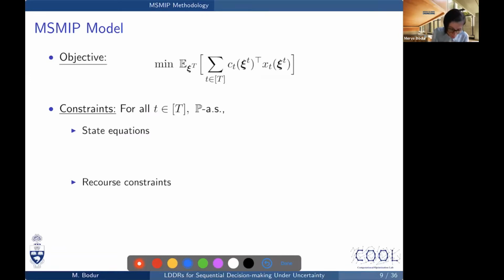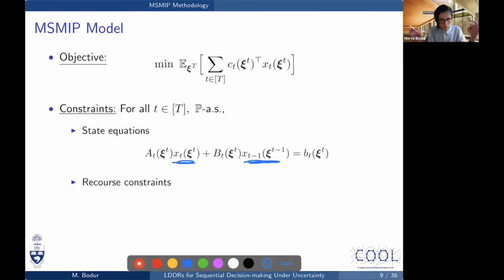constraints. So for every decision-making stage T and for every possible scenario or sample path, in other words, for every possible realization of this psi superscript T vector, almost surely we would like to satisfy the following inequalities. First of which is called state equations, and these are the ones linking 2 consecutive decision stages together. So specifically, this x_{t-1} decisions are linked to the next ones, x_t decisions. So these are the inequalities that are linking our consecutive stages together.